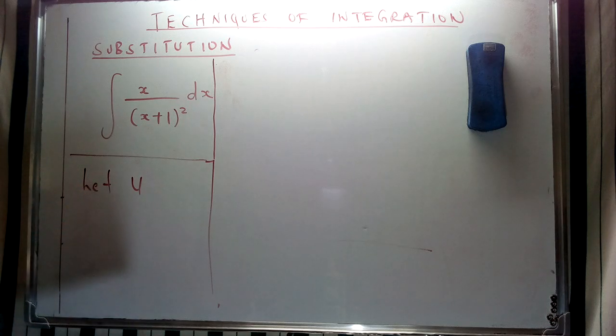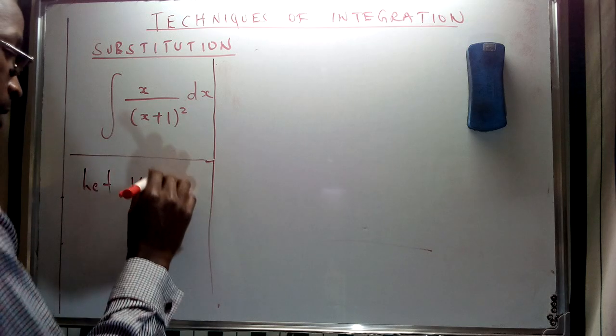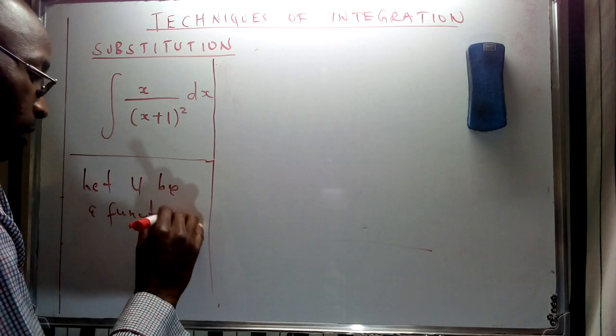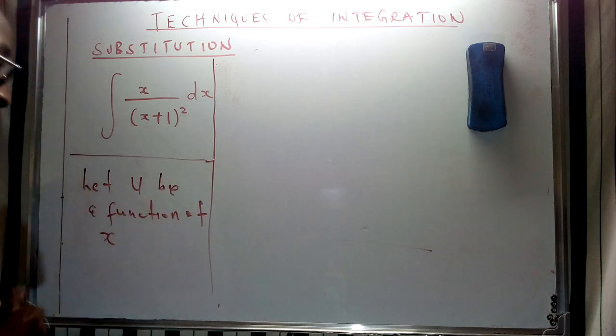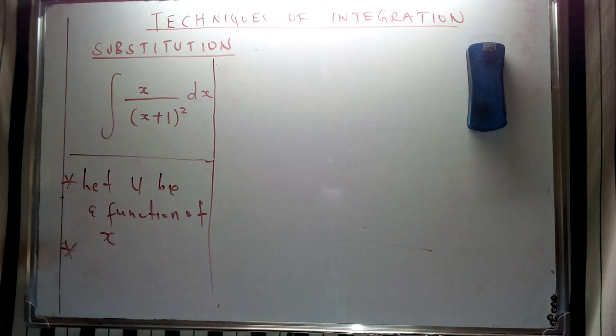So this is the first set of rules that we're going to abide by whenever we're trying to do substitution, whereby we let u be a function of x, which is usually going to be part of the integrand. So this is the first procedure. We let u be a function of x, which is going to be part of the integrand.